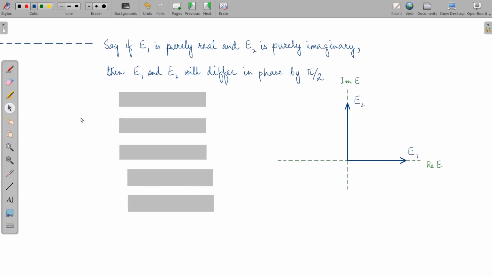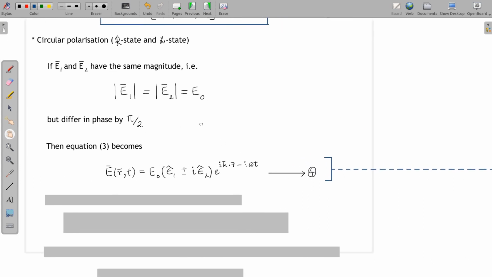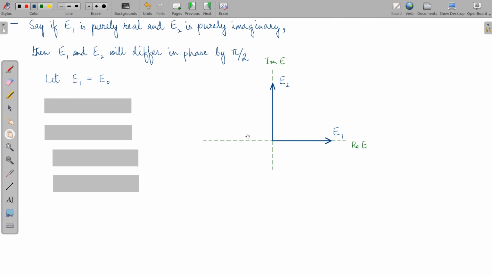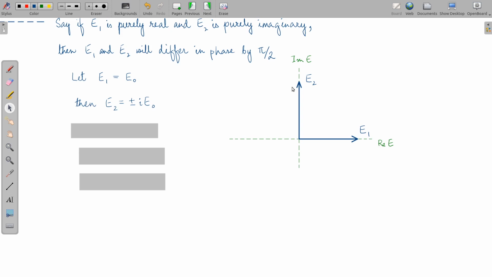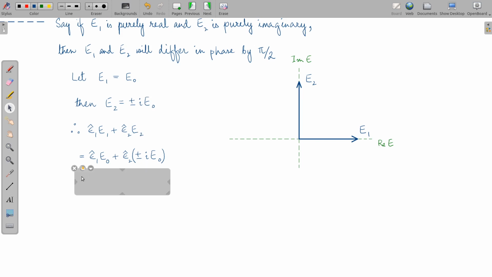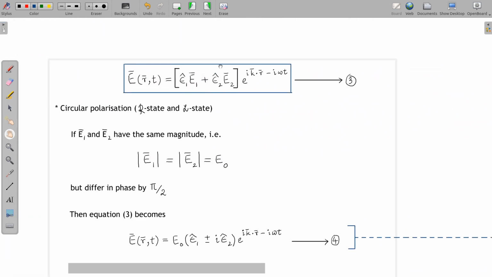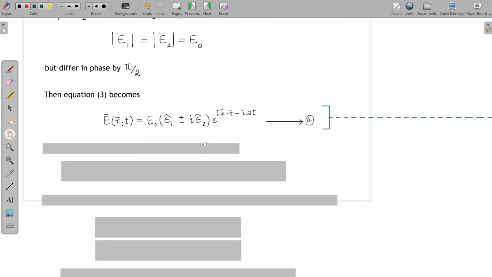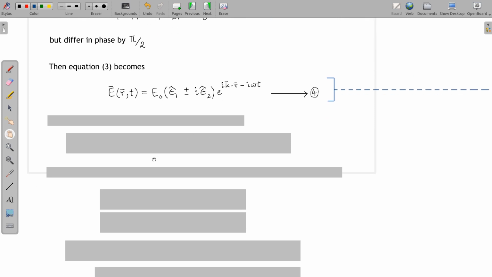So if we have a scenario like this, where the phase difference between them is pi by 2, then let E1 be equal to E0, because we have said that they must have the same magnitude. So the horizontal electric field has a magnitude of E0, and E2 is going to be equal to plus or minus I E0, because we also need to take into account that this E2 could be in the opposite direction. Therefore epsilon 1 E1 plus epsilon 2 E2 will be equal to epsilon 1 E0 plus epsilon 2 times plus or minus I E0. If I take E0 common, we get E0 times epsilon 1 plus or minus I epsilon 2. So in equation number 3, the quantity inside the bracket we can replace with E0 epsilon 1 plus or minus I epsilon 2, and of course outside we'll have the harmonic term. So this is what equation number 3 becomes.